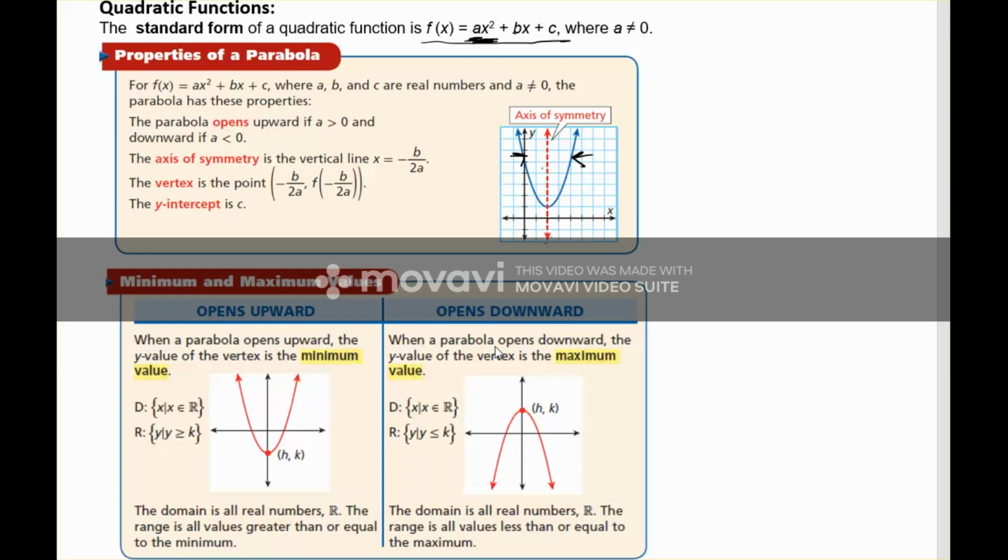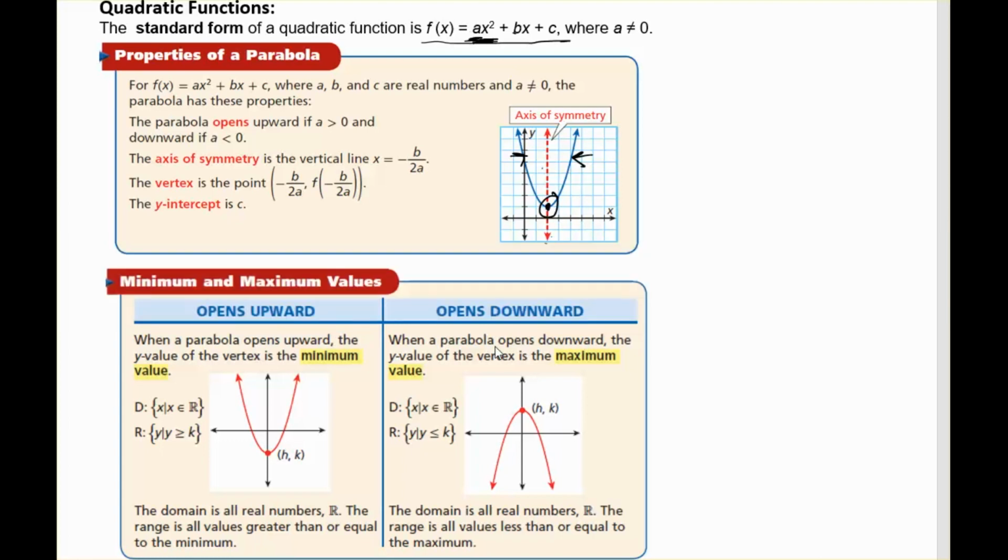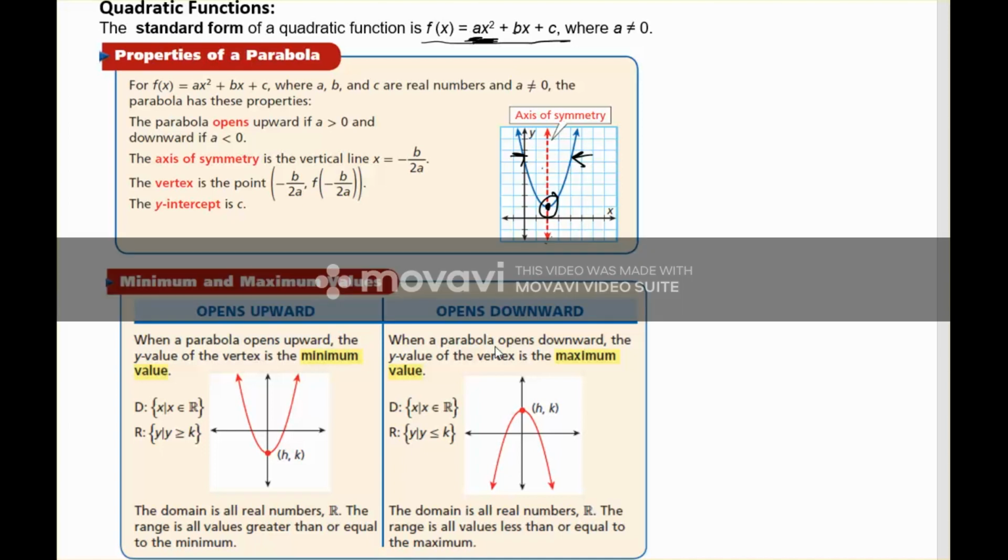And the vertex is this point right here. The vertex is either the maximum or the minimum of your parabola, of your quadratic function, and it can be found using the x value of your axis of symmetry, because your axis of symmetry is going to be x equals some number. That's the x value of the vertex. And to find the y value, you just plug that number into the equation and see what you get.